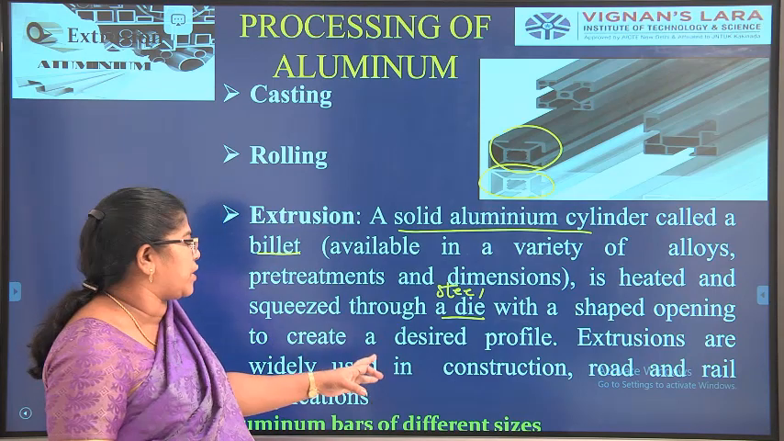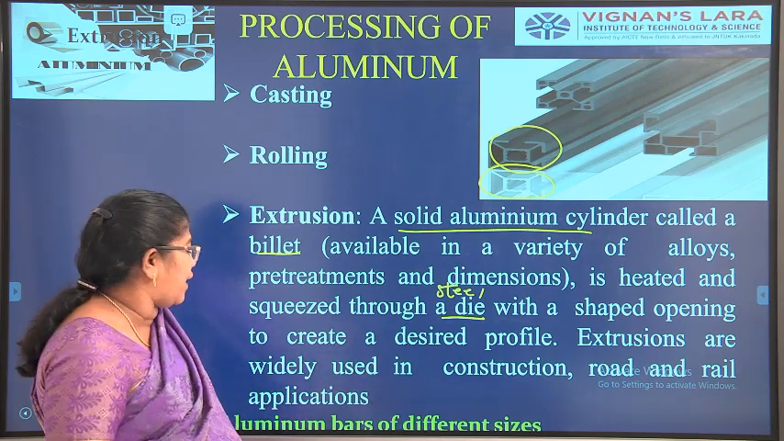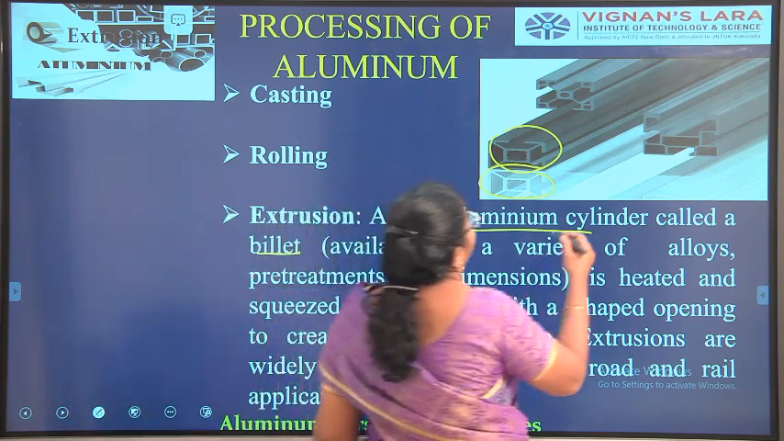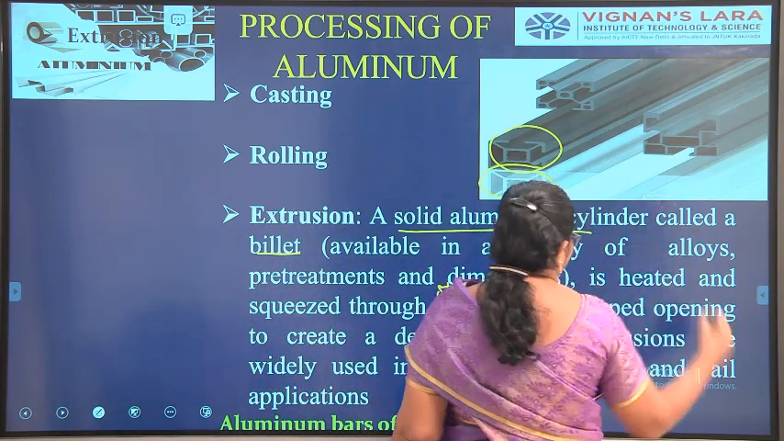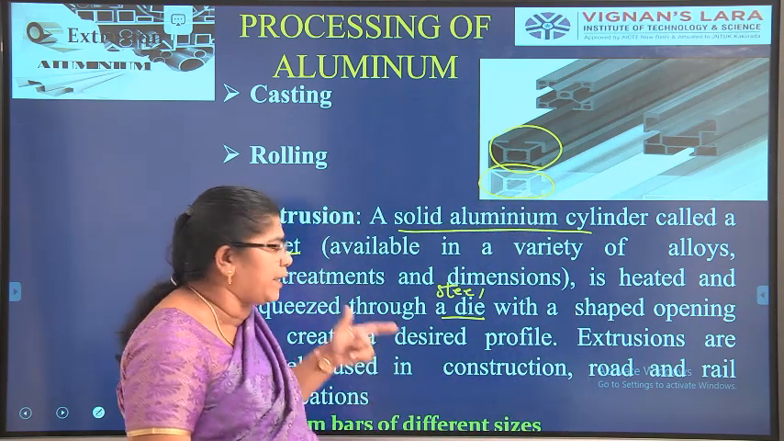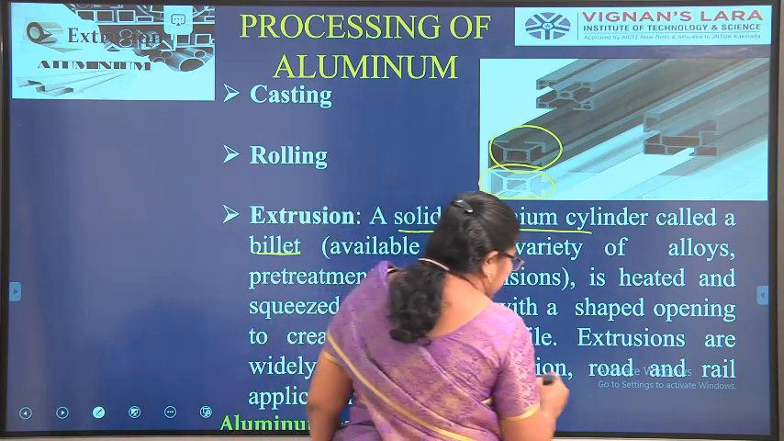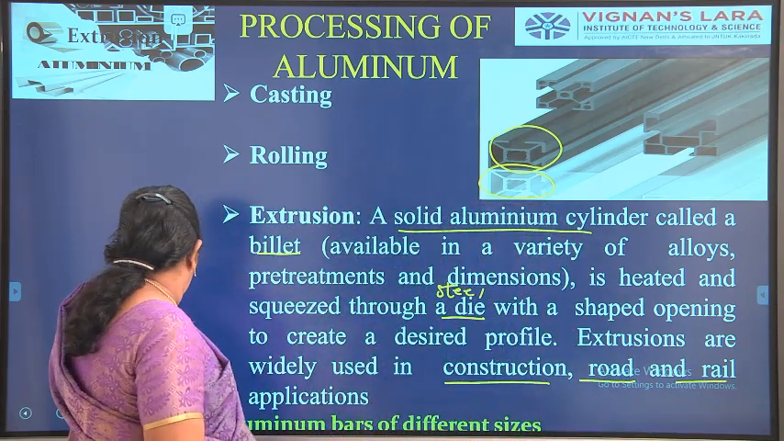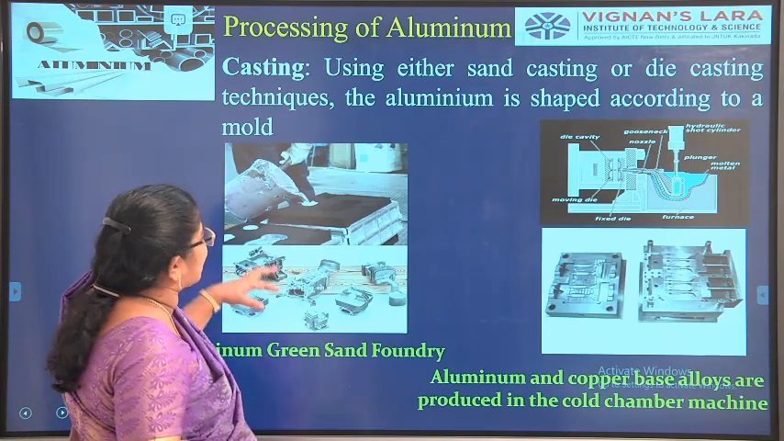Extrusions are widely used in construction, road and railway applications, and aluminum bars come in different sizes. You can see here each one is of a different size, and extruded aluminum is mainly used in construction, rail and road construction applications. The next one is casting.